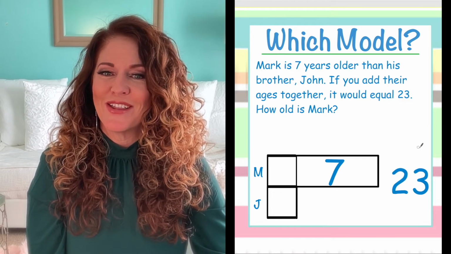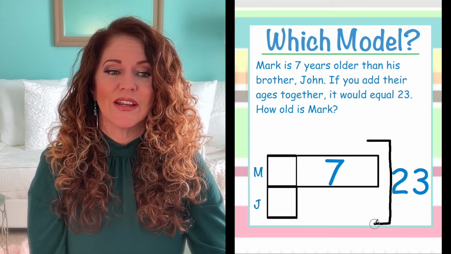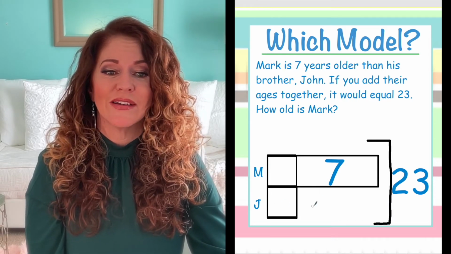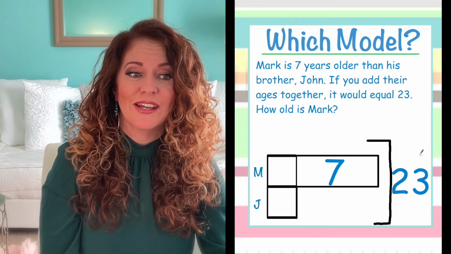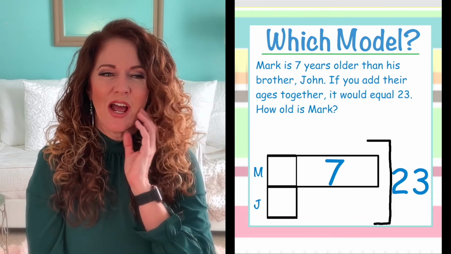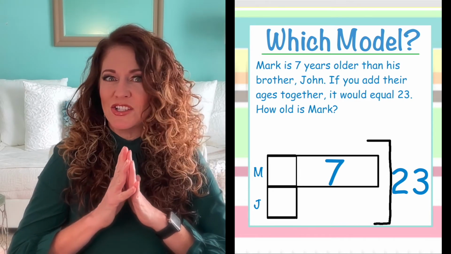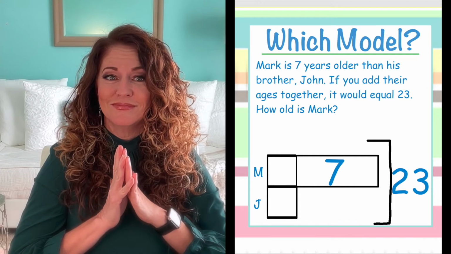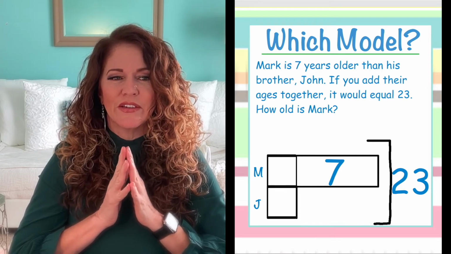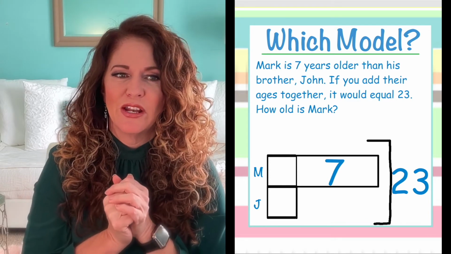So I put that 23 out here to show that if I put all of these numbers together, Mark's part and John's part would equal 23 if I put them together. Now, how do I solve this? I'm looking for what Mark and John have in common.